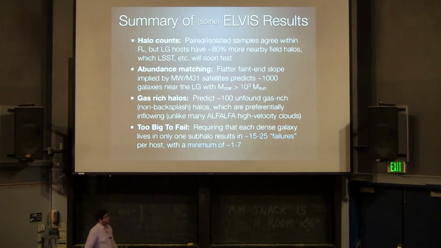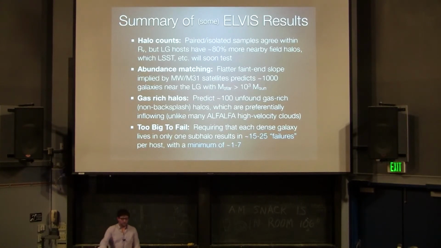OK, so to summarize some of the Elvis results, in terms of halo counts, we found the paired and isolated samples agree, but we have a lot more outside our Rvir. Abundance matching, we found that we need a flatter faint end slope, and we then predict about 1,000 galaxies near the Milky Way. We find about 100 unfound gas-rich halos around the Milky Way and M31, which tend to be inflowing, unsurprisingly.